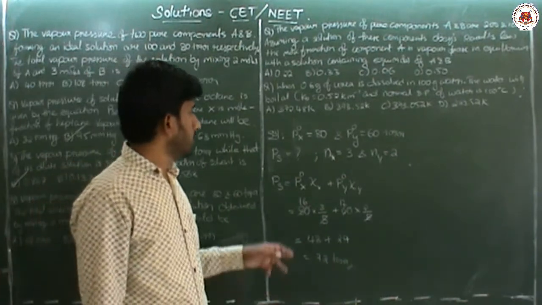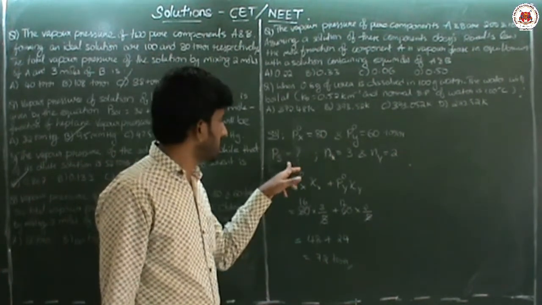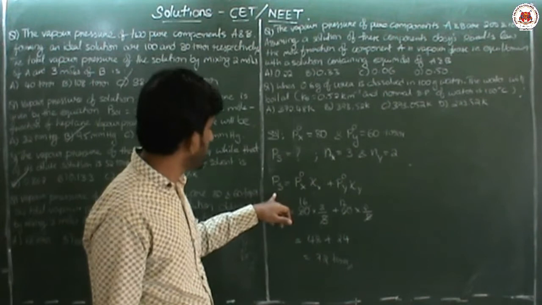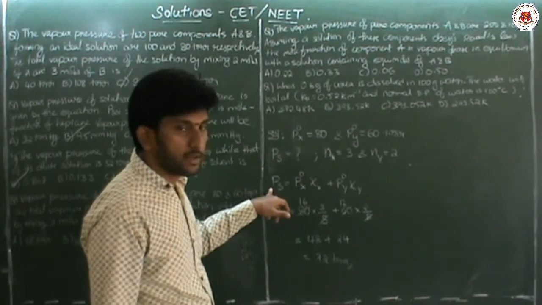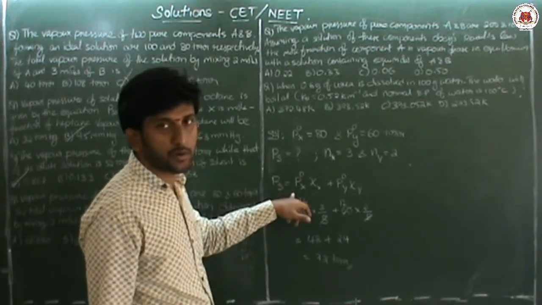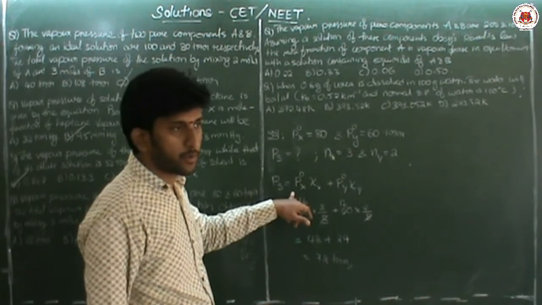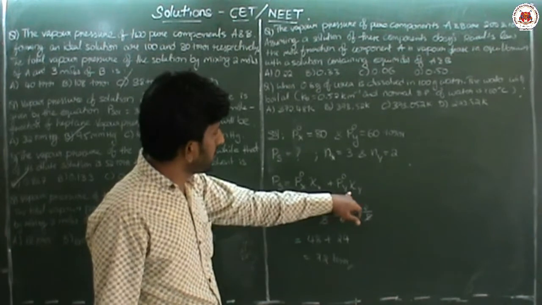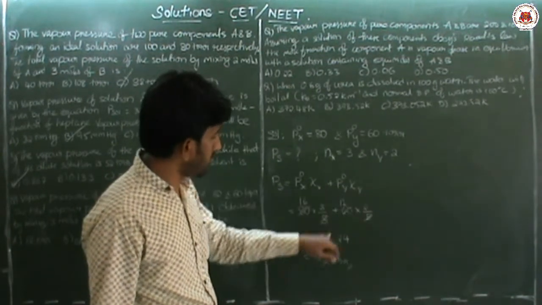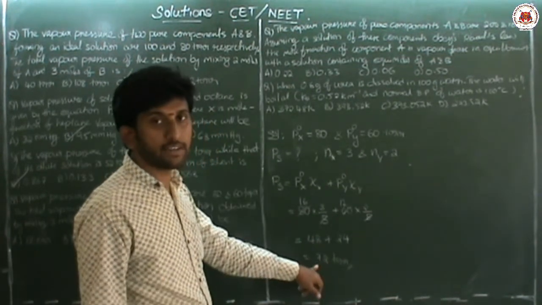First the pure vapor pressures are given, then the number of moles are given. Applying Raoult's law, the total solution pressure is equal to the mole fraction of component X into the pure vapor pressure of X, plus the pure vapor pressure of Y into the mole fraction of Y. Then you calculate it, and you will get 72 torr.